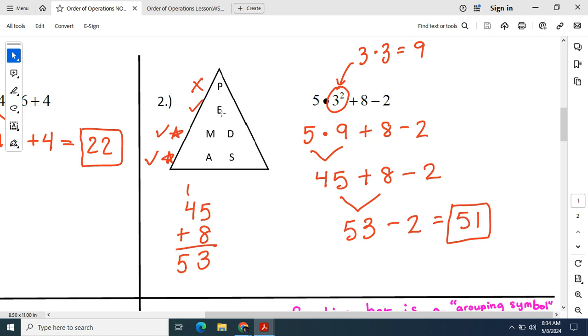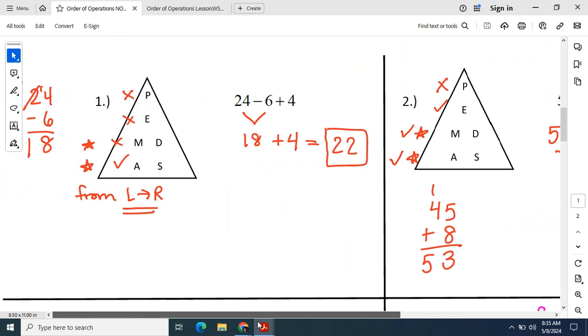Now I look, there's no more exponents. Step 3, multiplication or division. I do see it. There is only multiplication, so 5 times 9 is 45. Then bring everything down. So move to the last step, add or subtract from left to right. This time from left to right, addition comes first. So I do 45 plus 8, and again, just show your work on the side so you don't make a careless mistake. 45 plus 8 is 53. 53 minus 2 is 51.